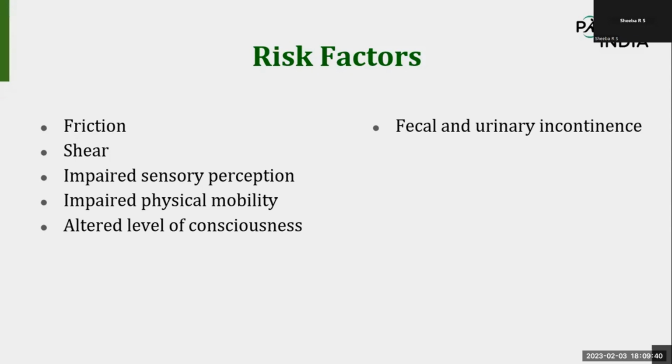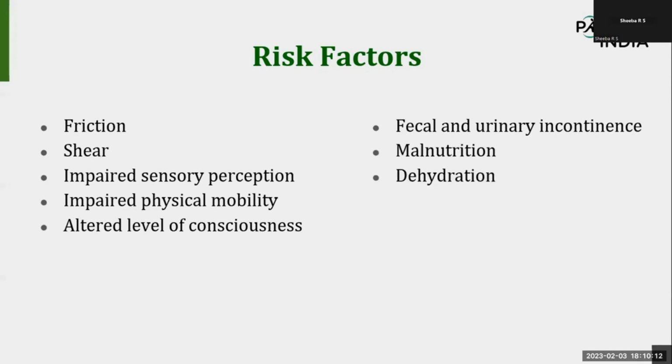And fecal and urinary incontinence. Again, with paraplegic patients, if the patient has a spinal cord injury, they may lose sphincter control and that patient will have fecal and urinary incontinence. So as I already mentioned, moisture is one of the major causes of pressure ulcer. Here, if there is fecal and urinary incontinence, continuous moisture will be there. Again, this is one of the major risk factors.